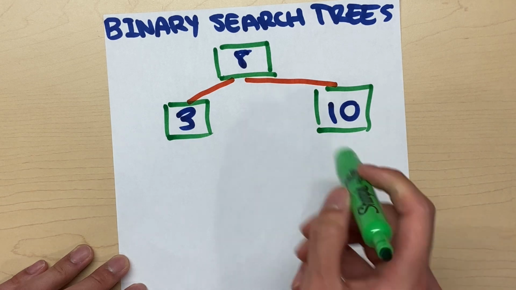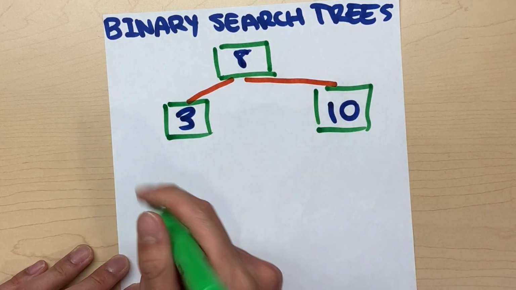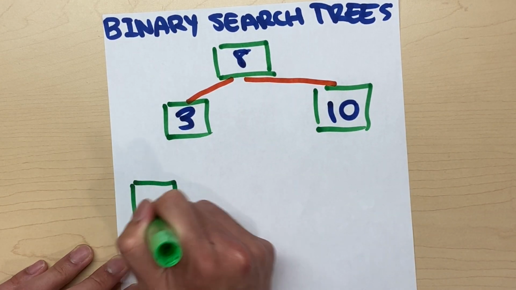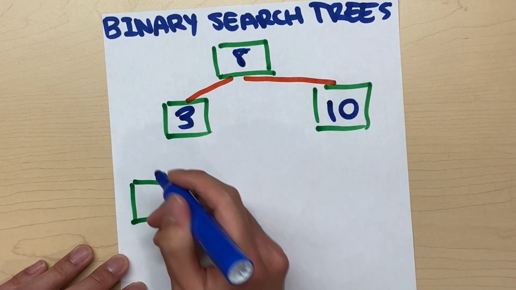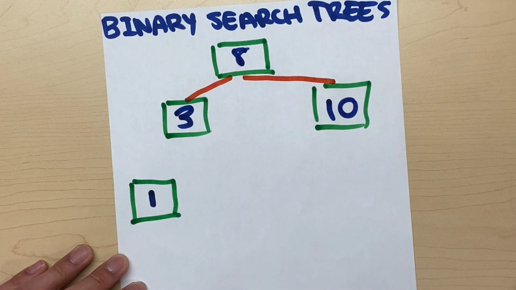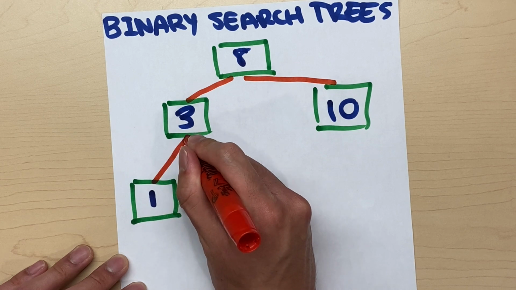If it's less than the current node, then we go left. If it's greater than, then we go right. So now, continuing this trend, if we want to insert the number 1, we will have to go down our tree again.